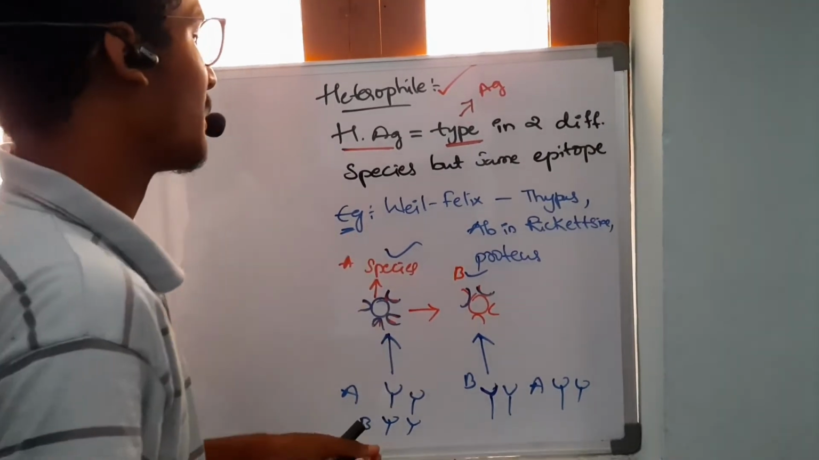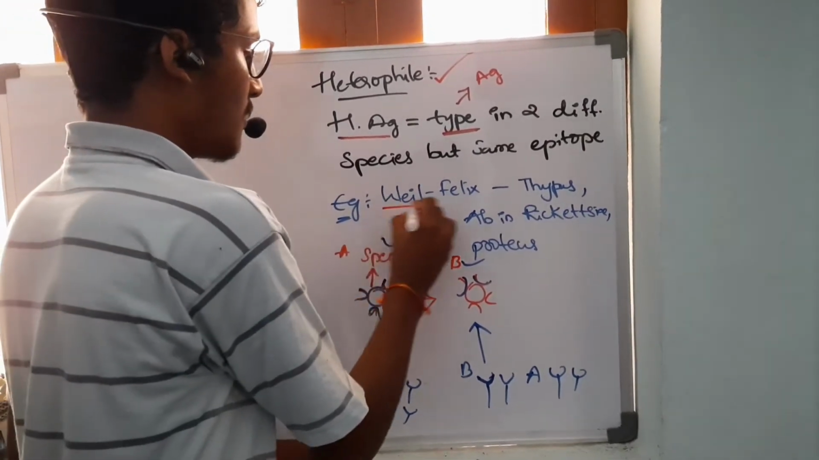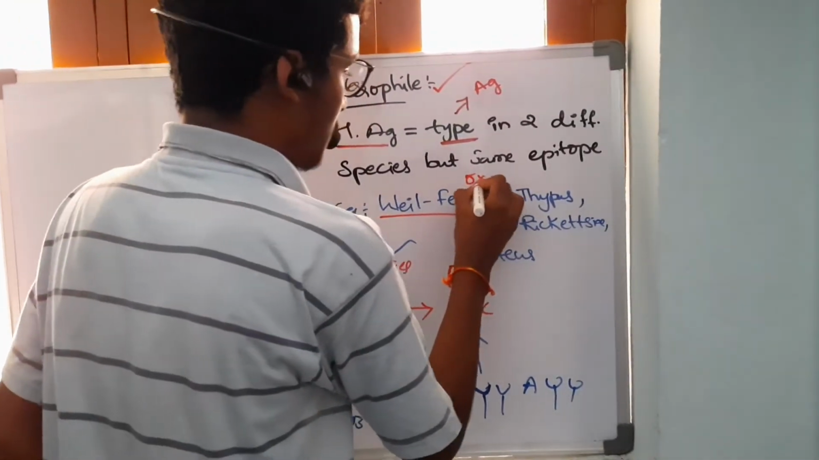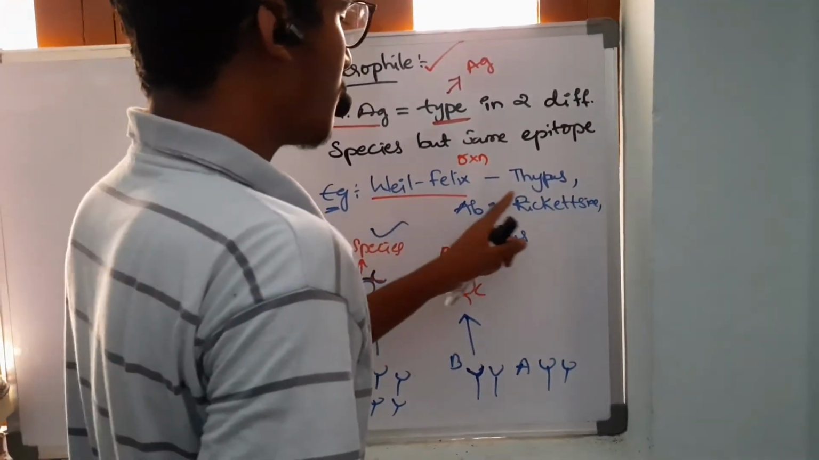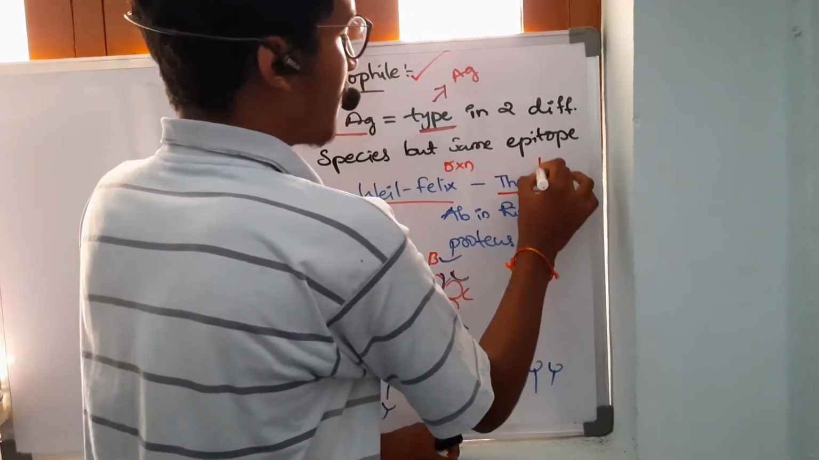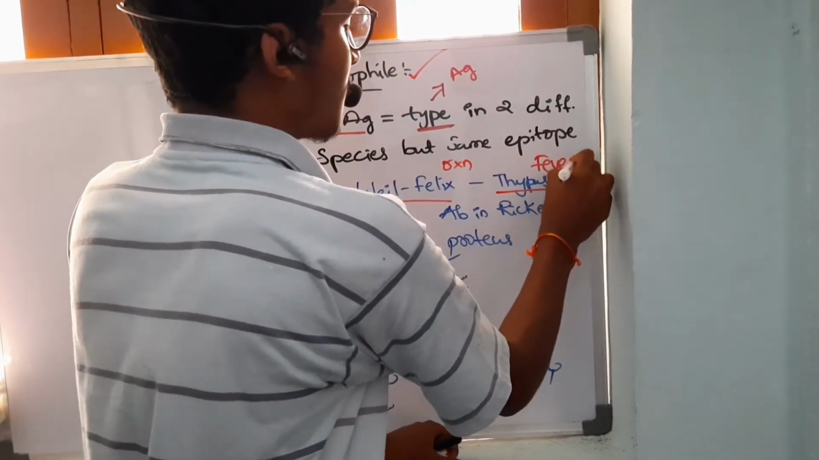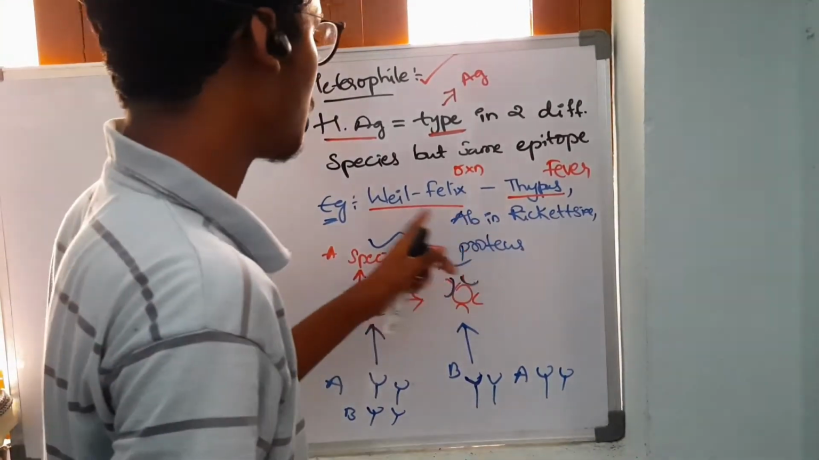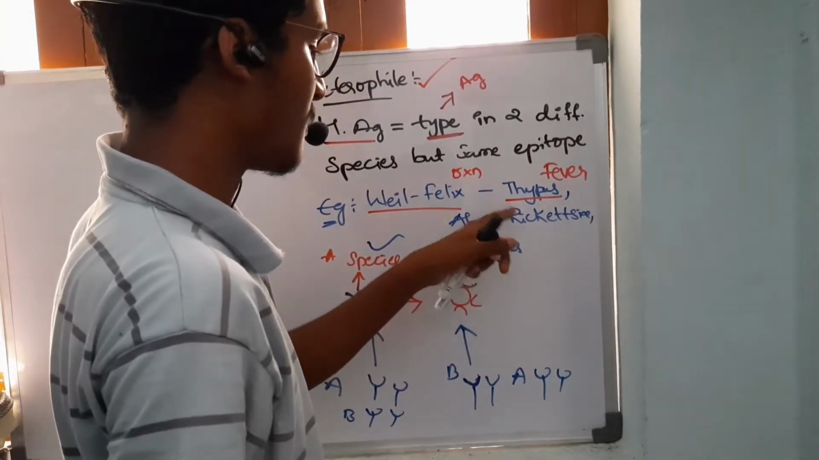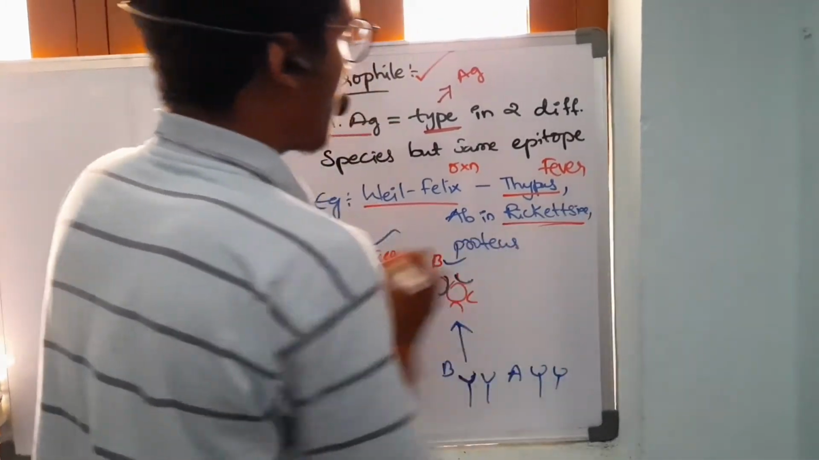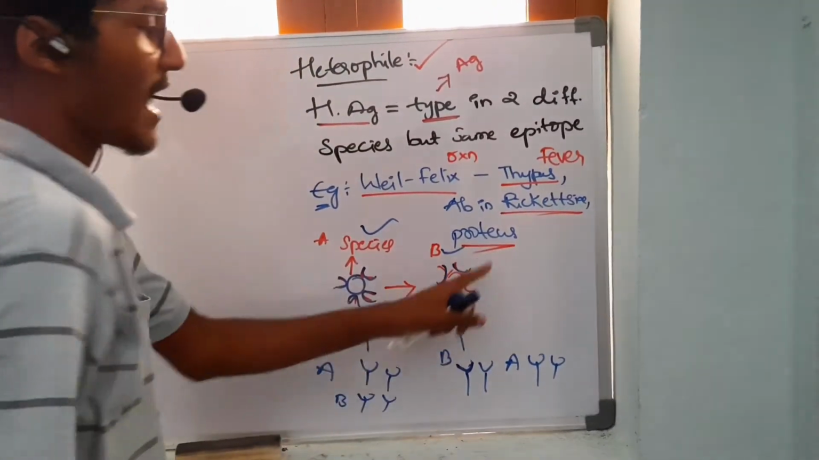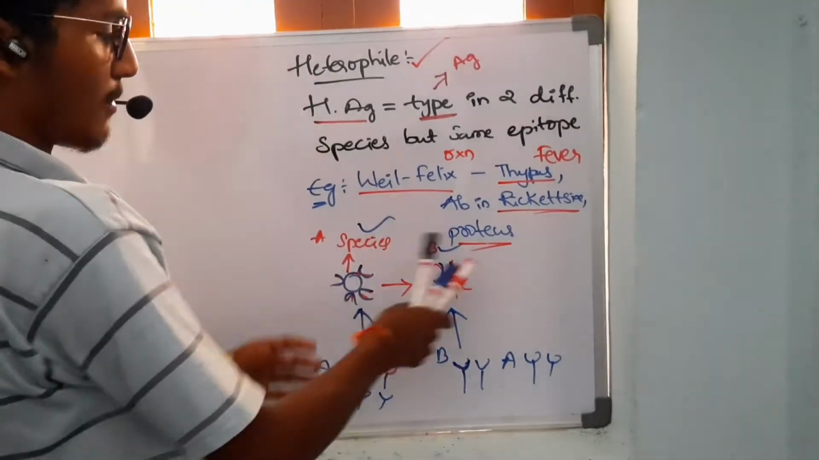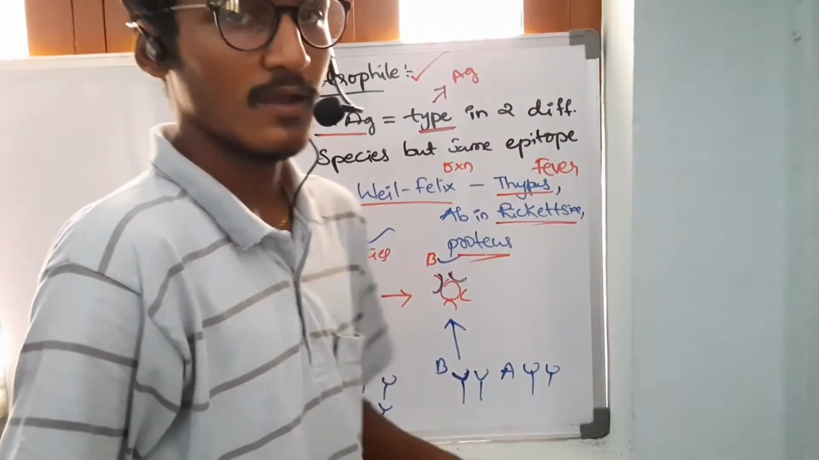An example of a heterophile reaction is the Weil-Felix reaction. It is used for the diagnosis of typhus fever. It shows the antibody present in the serum against rickettsia, which can cross-react with Proteus, a bacteria that causes an infection.